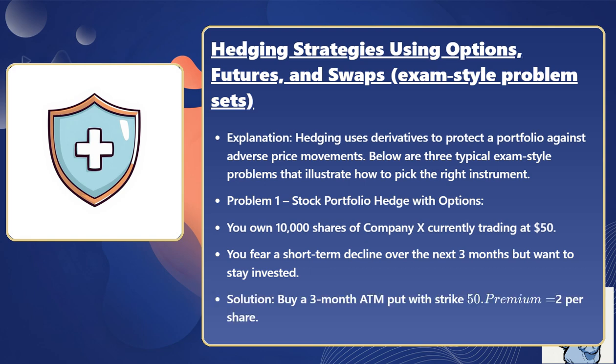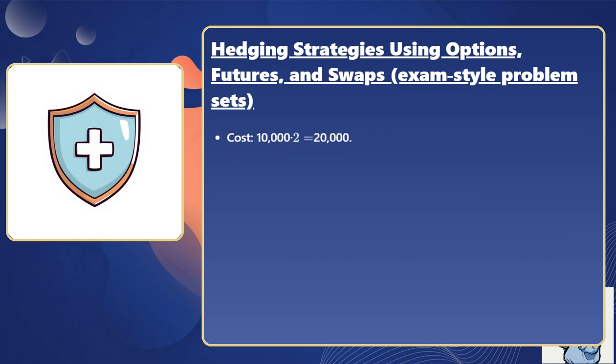Solution: buy a 3-month at the money put with strike $50. Premium equals $2 per share. Cost: 10,000 times $2 equals $20,000. Payoff: if X falls to $40, the put payoff equals ($50 minus $40) times 10,000, which equals $100,000.